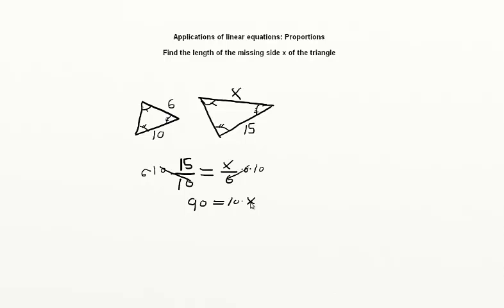And again, just as in the last problem, if this is 10 times x, we must divide in order to reverse what happened in the first place. So we simply have this, and of course we have x is equal to 9. And what does that tell you? Well, it tells you the length of side x is 9, and that's exactly what we wanted to find.